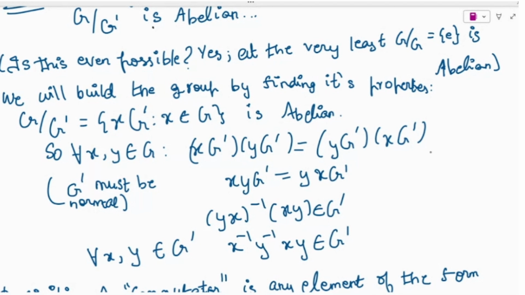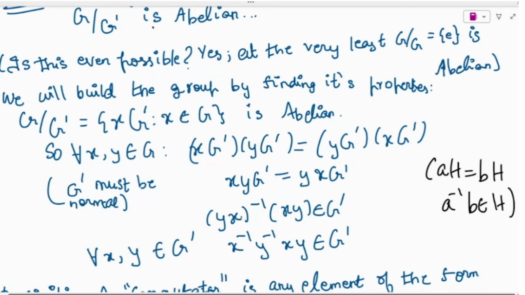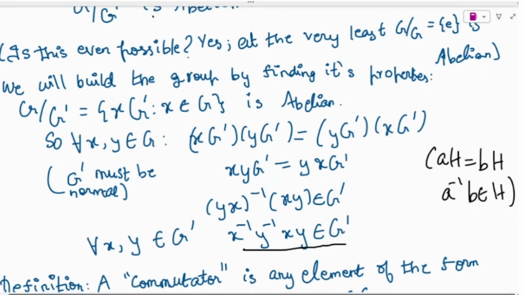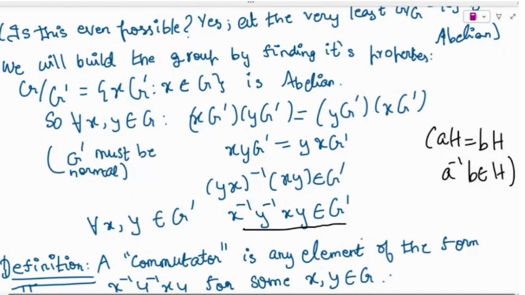But we also know that if two cosets are equal, if aH equals bH, then a inverse b must belong to H. By that fact, yx inverse times xy, that is the inverse of yx times xy, will belong to G dash. If we expand this, we get that for all x and y in G, this element must be in G dash. So what have we established? We assume that G dash must be such that G mod G dash is abelian, and we have a condition that this must always hold true.